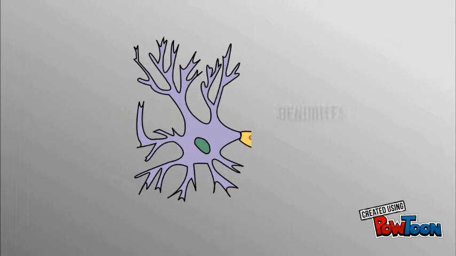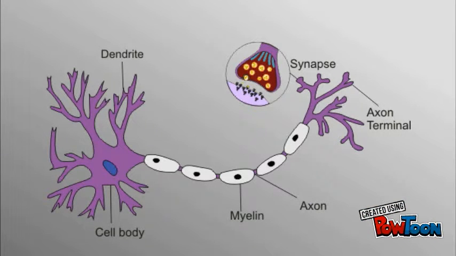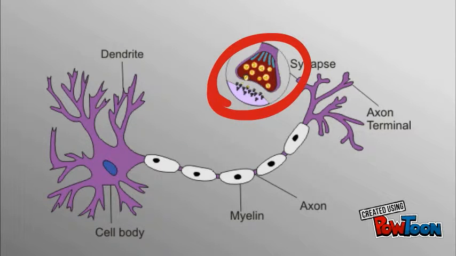Next, we have the dendrite. This is the part of the neuron that receives the signals that are being sent. We can see the dendritic tree and the spine that is located on the end of it. Also, a part of the dendrite is the synapse, which is a small space between neurons that allows information to pass from the axon to the dendrite.